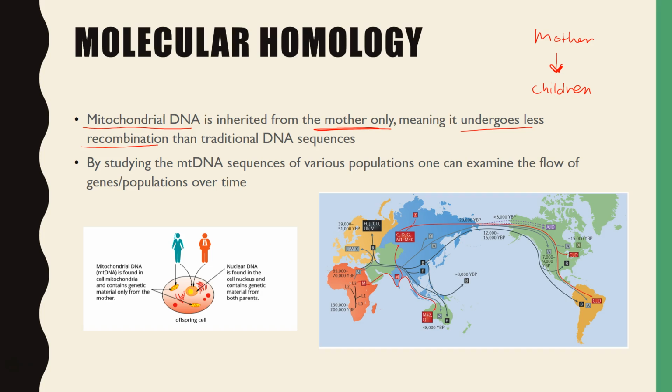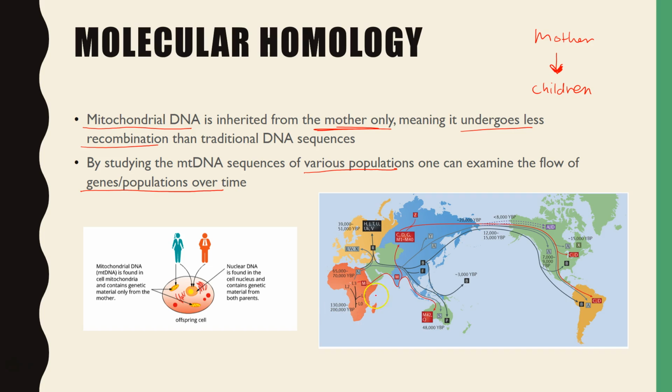So chromosomal genes will mix and share different alleles between the mother and the father, or the parents. However, if mitochondrial DNA is only inherited from the mother, it has no recombination with the father. Therefore, the only changes it's going to have are mutations in that particular mitochondrial DNA. So using mitochondrial DNA, we can study various populations for specific DNA sequences, and that can be used to look at the flow of genes or flow of populations over time.